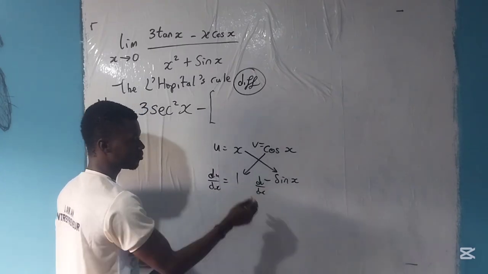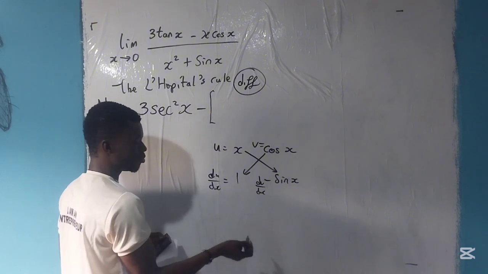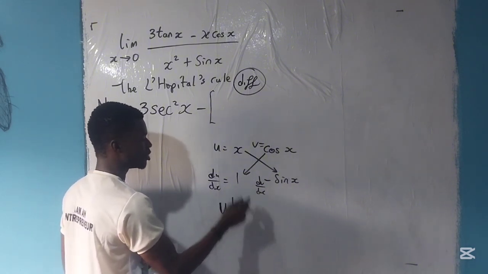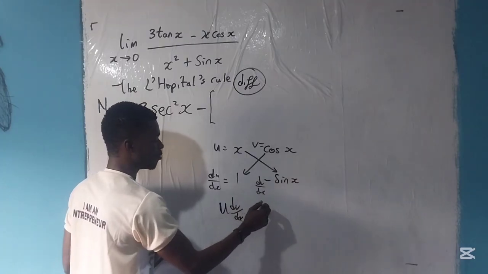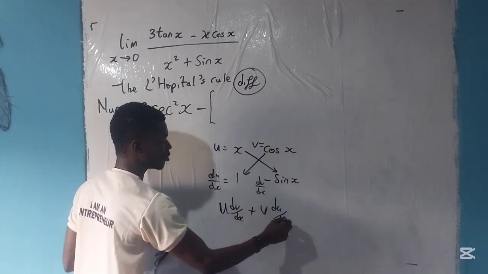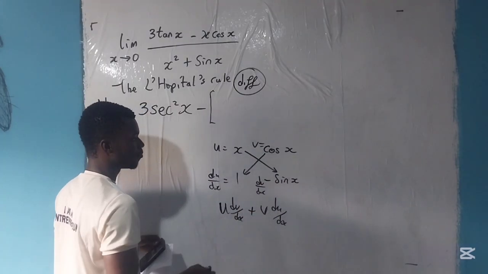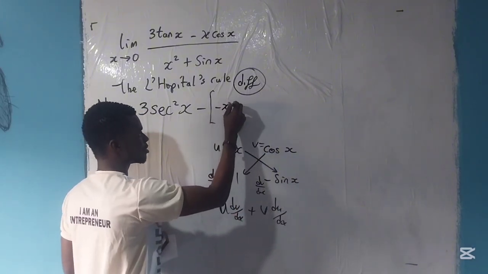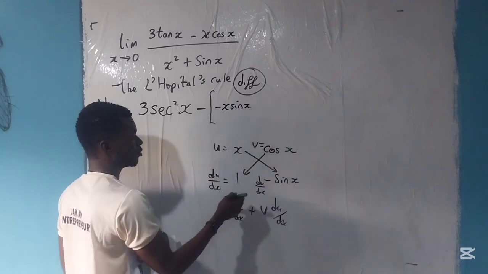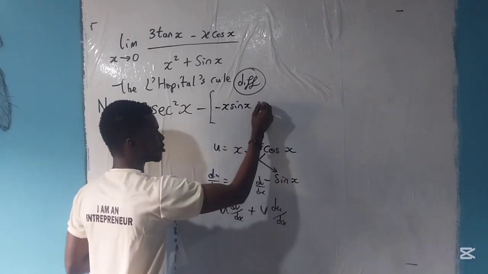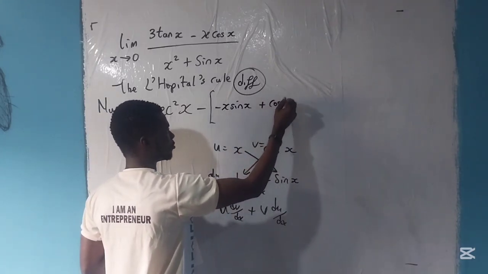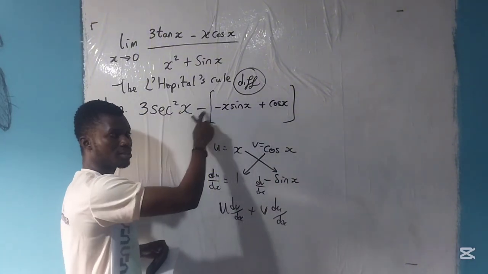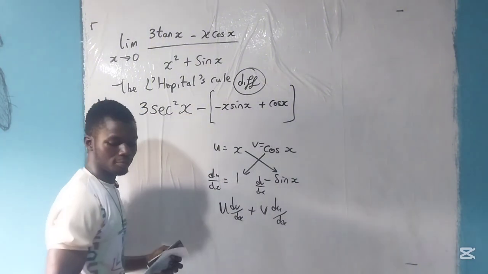Which is this. Then we now say the product law of differentiation is what? u dv dx, which is this times this, plus what? v du dx, which is this times this. So that is what I just did here. Now, if you multiply this, x times minus sine x will give us minus x sine x. Now, cos x times 1, that's plus cos x. So using the product rule, I'm able to get this. But mind you, I still have the minus outside. It will affect the two of them at the end of the day.